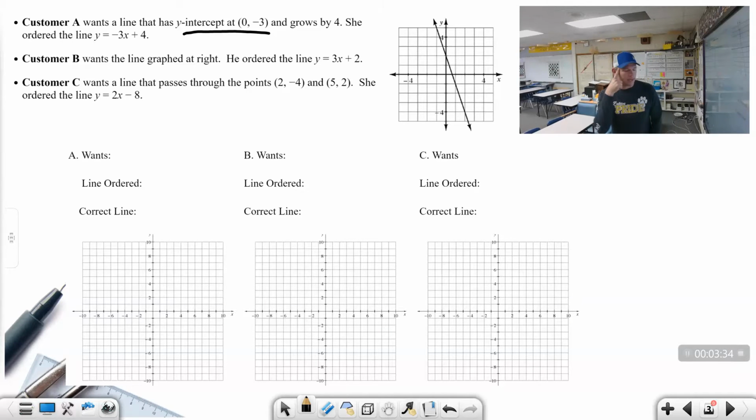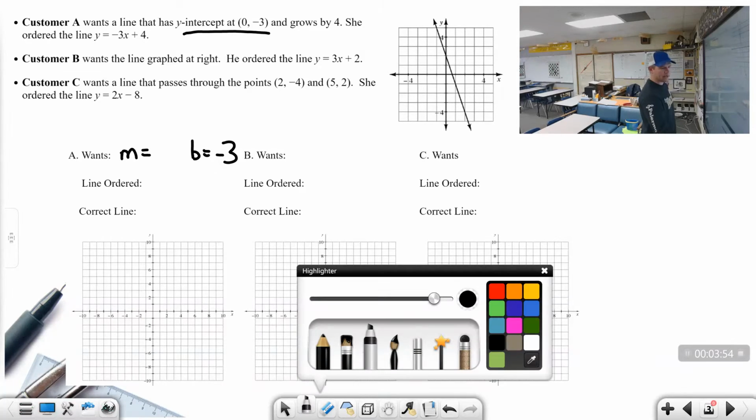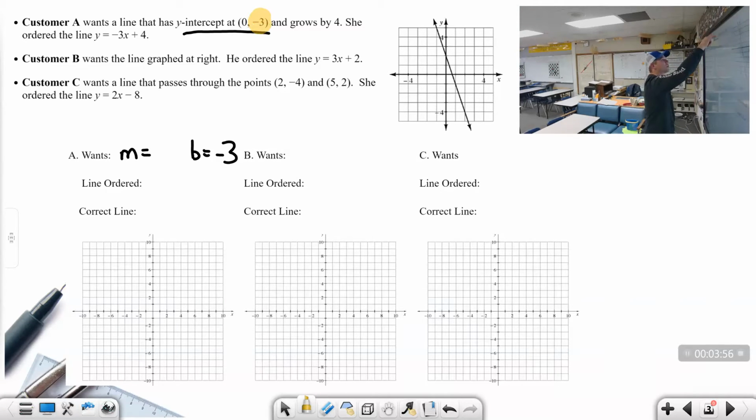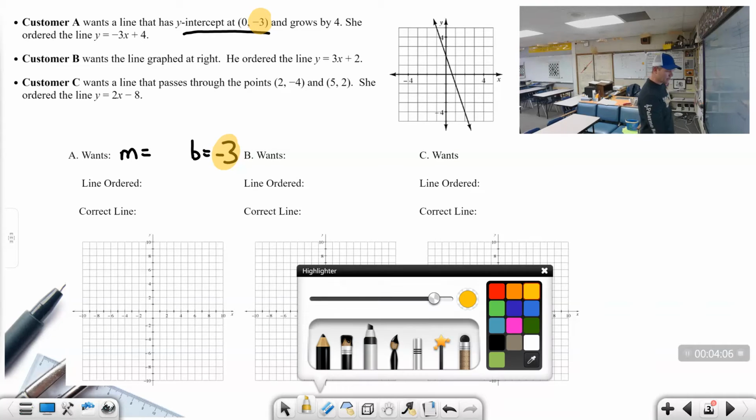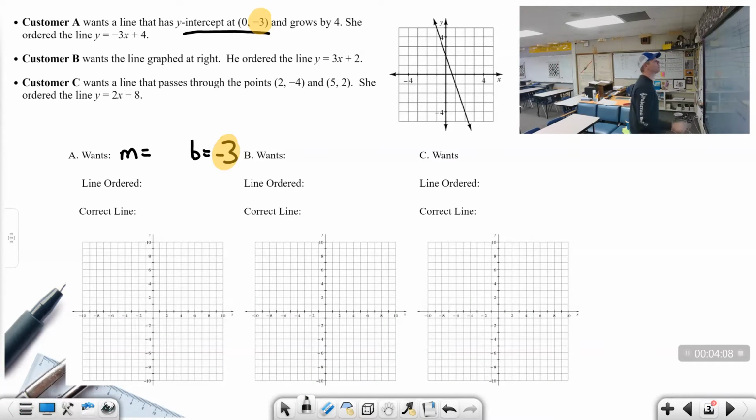When I look at this, I know that a line is defined by its growth and its beginning value. So when I read that first line, I notice that the beginning value has to be -3. How did I know that? Well, when it says a y-intercept, I notice that the y-intercept is the beginning value. So I know that my beginning value is -3. Okay, and they want a line that grows by 4.